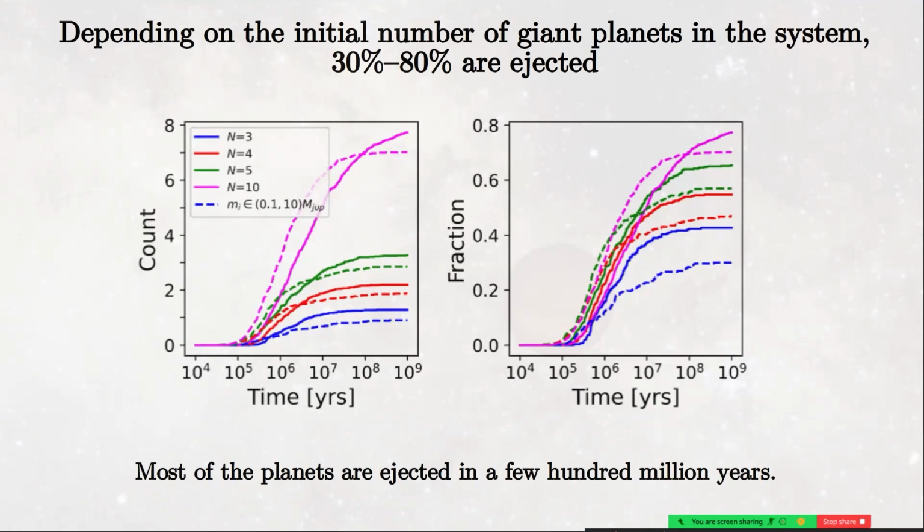So when we see systems and think, okay, these are stable systems, they are old, this is not necessarily always true. You could actually have still unstable systems, even when they are pretty old. You can also see here, this is now in terms of fraction, right?